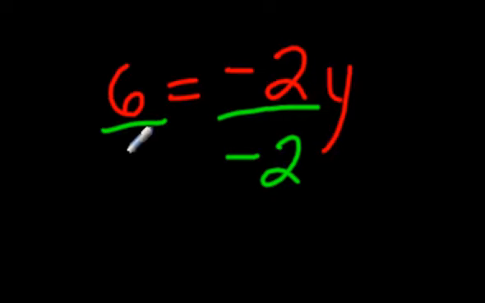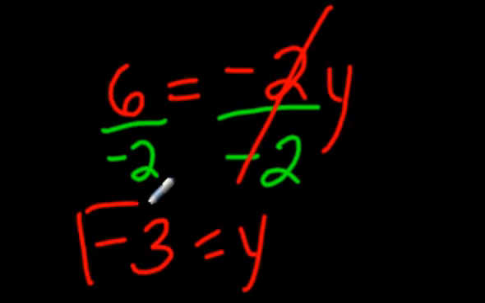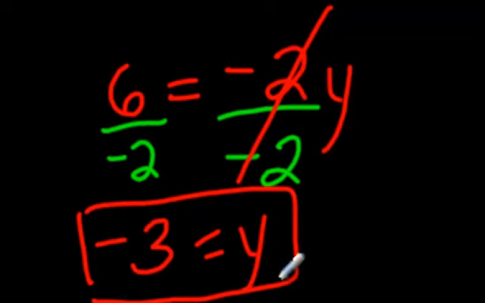Do the same thing over here. And what do we end up getting? Okay, well, y equals, what's 6 divided by negative 2? Careful, it's a negative sign. And it's negative 3. Alright? So we're done these 3 here. And that's what you do when there's just multiplication going on.